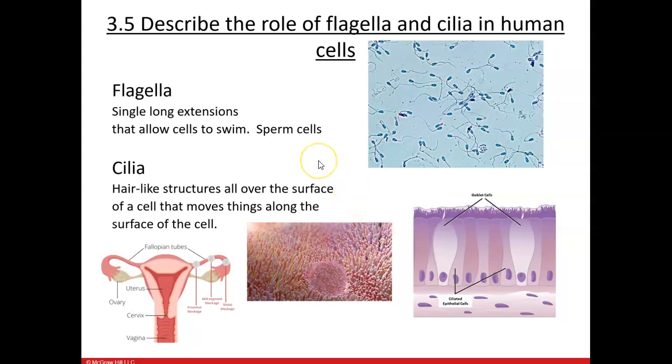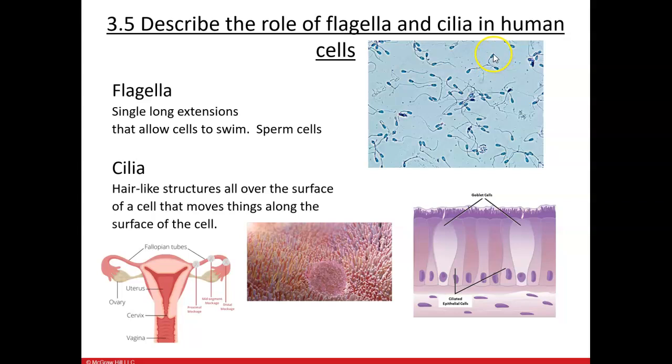The other structure I want to talk about as far as cell structures, we're going to skip a lot of them, but here's a couple I want you to know about. You probably heard of flagella and cilia. And so flagella are the ones that are probably most memorable because they're just single long extensions and they allow the cells to swim. And so here's a picture, and again, this would be magnified like something you could do in the laboratory. And these are sperm cells. They're the only cells in the human body that have flagella, these long extensions that allow the cells to swim.